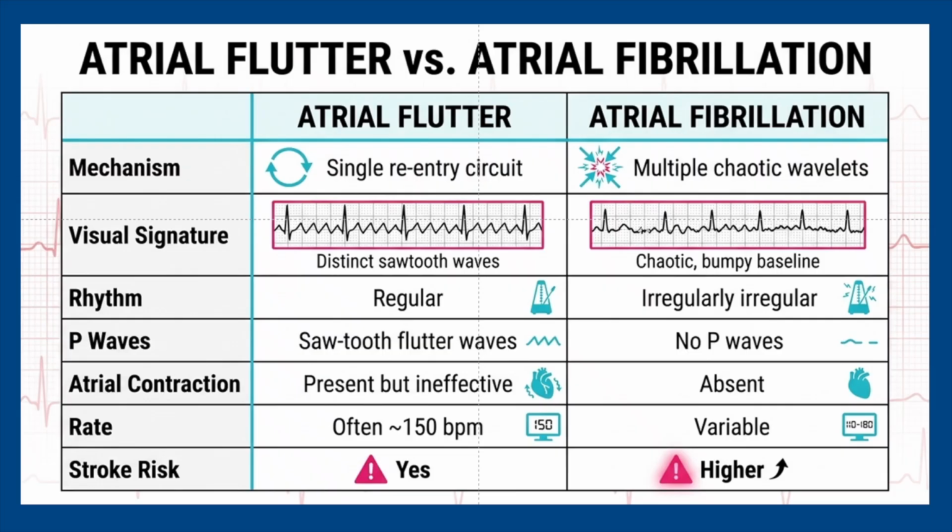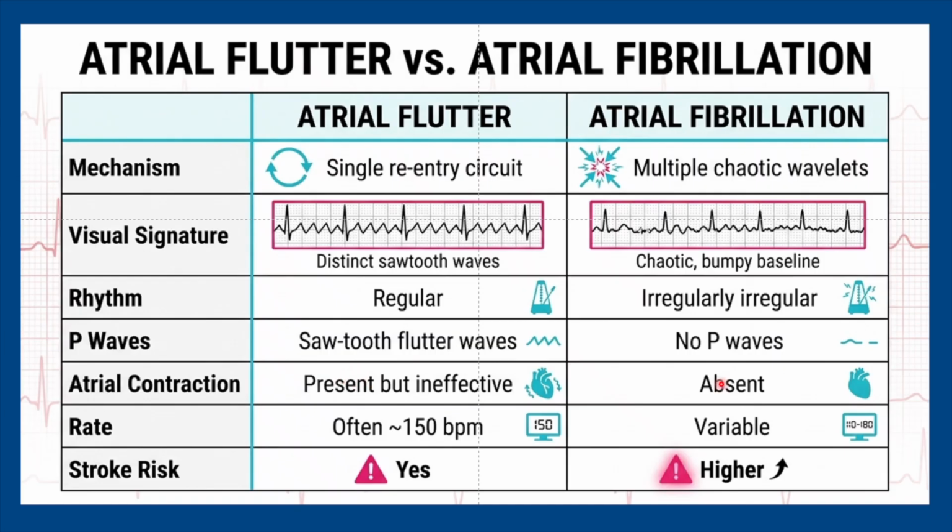So if we make a comparison between atrial flutter and atrial fibrillation, here is the mechanism in flutter: single re-entry circuit, here multiple chaotic wavelets. Here we find sawtooth waves, and here chaotic and fibrillatory baseline. The heart rate is regular in flutter, it is irregular in fibrillation. P wave, sawtooth flutter waves, here we don't have P waves.